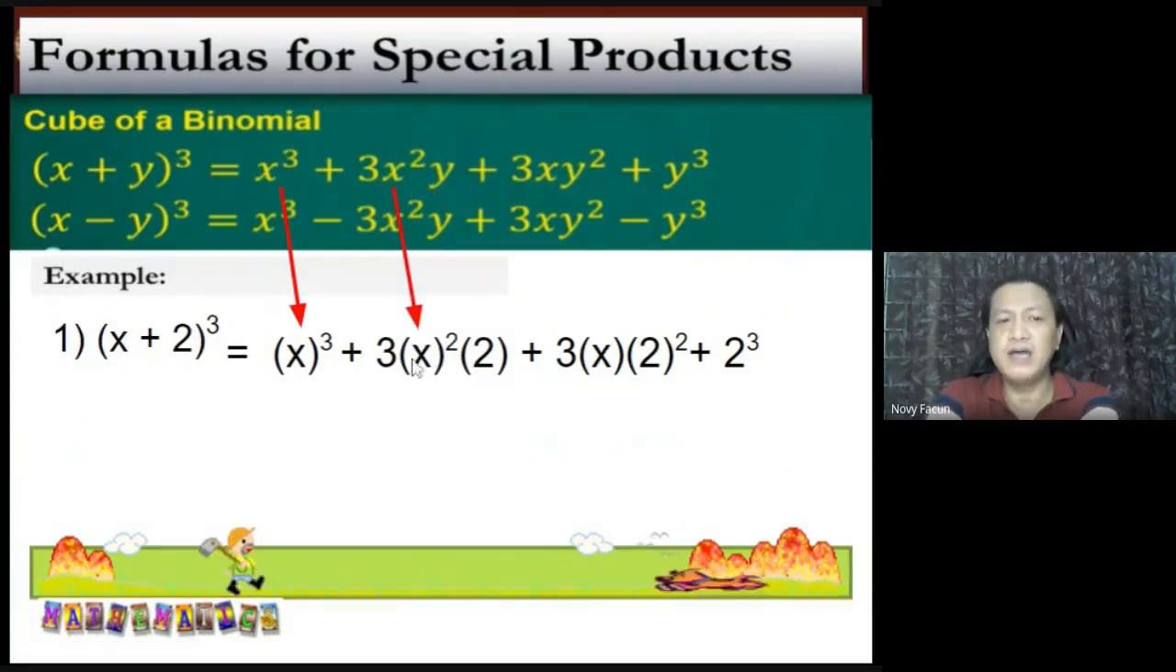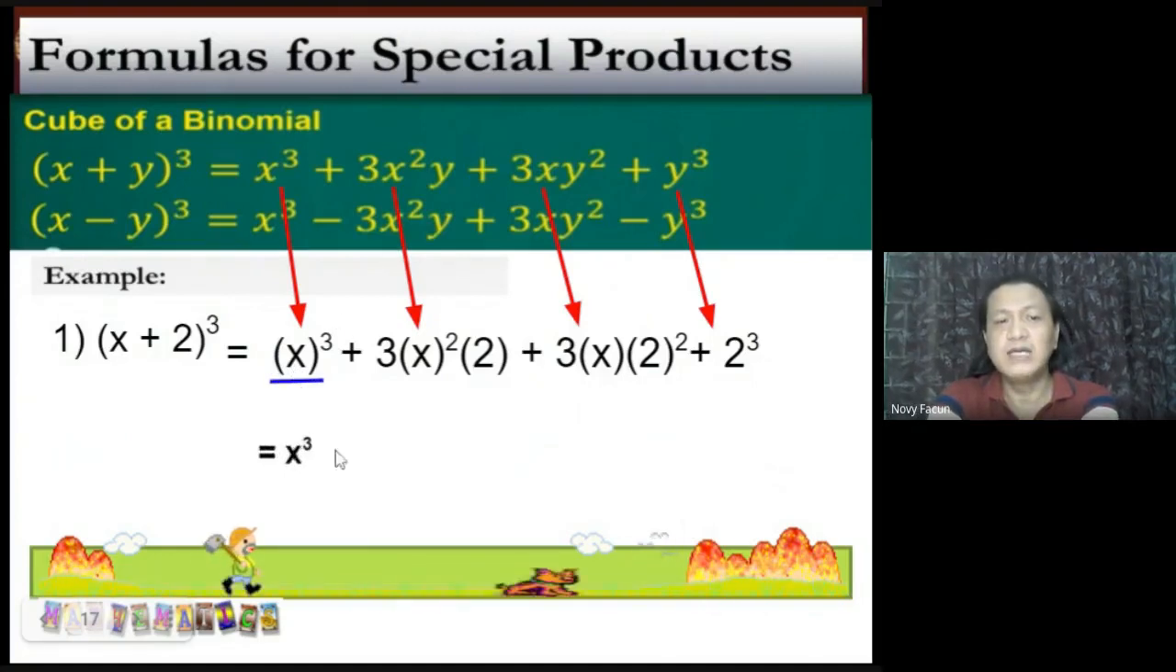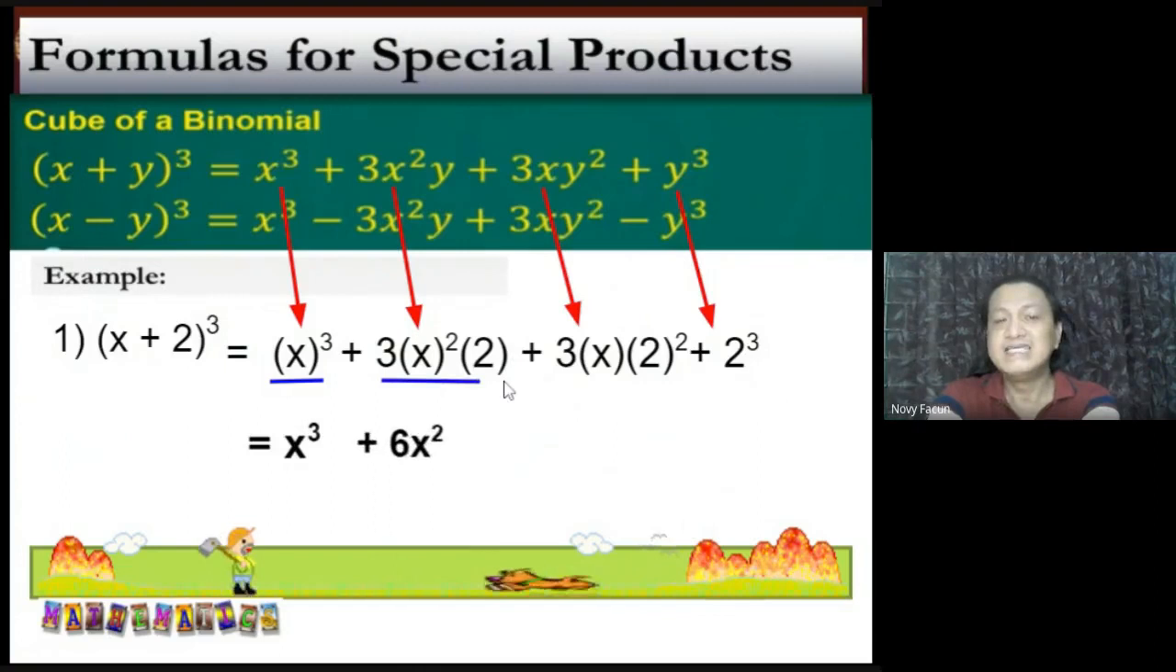So, 3x squared y, ito yan. Yung y kasi natin dito, or this is the first and second term. Yung x mo, first, second term is 2. Next, we have to triple the product of the x and y squared, ito yan. Kaya 3 times x times 2 raised to 2. May exponent kasi, you have to copy that. And we have to cube the last term, yung 2 cubed natin. Kapag sinimplify natin to, that will become x cubed. And then, you have to multiply 3 times x squared times 2, that will become 6x squared.